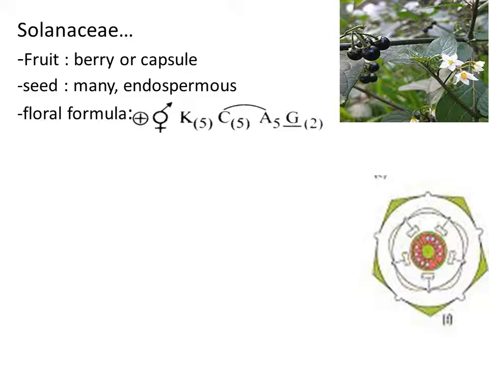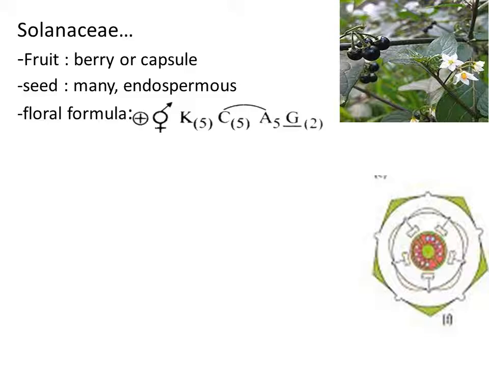Then let us come to the androecium. Androecium is made out of 5 stamens. So you have to write 5. And the condition of androecium is epipetalous. That means they are attached to the petals. So you have to show that by joining the capital A with the capital C. That means androecium is attached with the corolla.